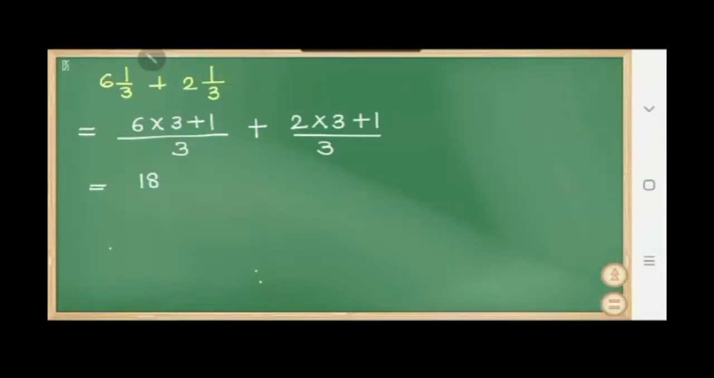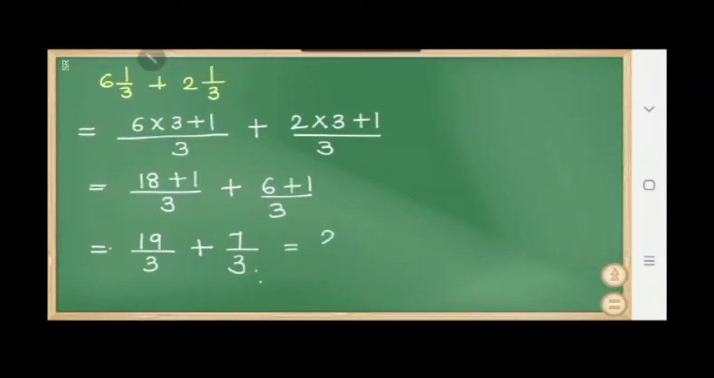So 6 3s are 18 plus 1 upon 3, plus 2 3s are 6 plus 1 upon 3, which gives me 18 plus 1, 19 upon 3, plus 6 plus 1 is 7 upon 3. 19 plus 7 will give me 26 upon 3. So the common denominator remains the same. Now 26 upon 3 I have to change to a mixed fraction.